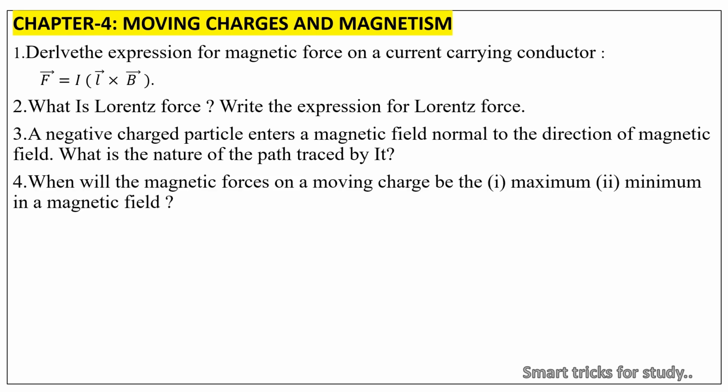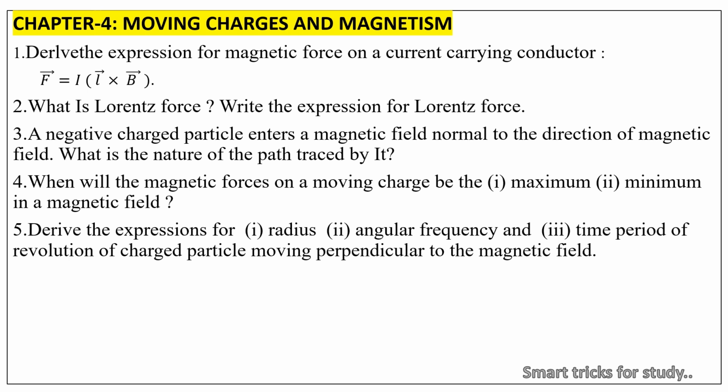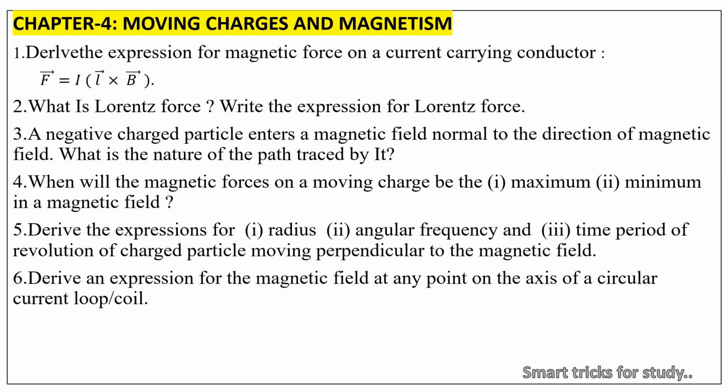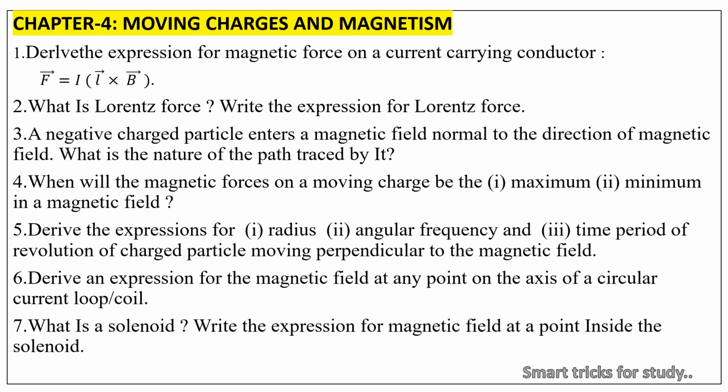4. When will the magnetic force on a moving charge be 1. Maximum, 2. Minimum in a magnetic field? 5. Derive the expressions for 1. Radius, 2. Angular frequency and 3. Time period of revolution of charged particle moving perpendicular to the magnetic field. 6. Derive an expression for the magnetic field at any point on the axis of a circular current loop or coil.